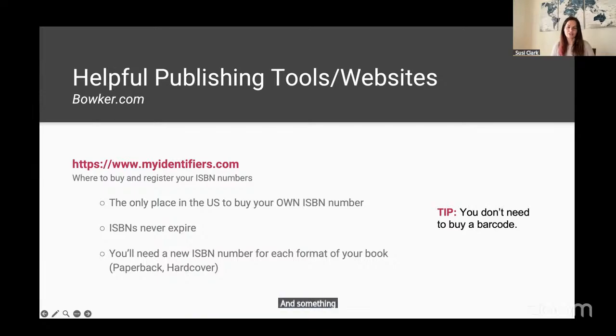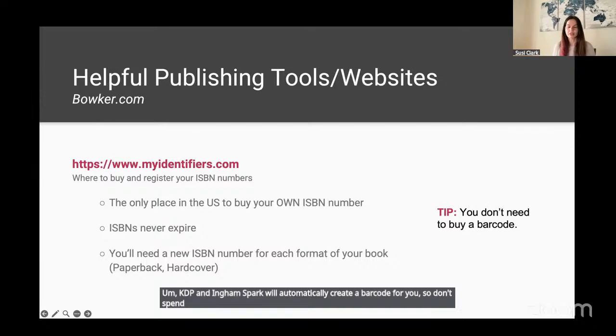And something to note is that you do not need to buy a barcode. KDP and IngramSpark will automatically create a barcode for you, so don't spend any money on buying a barcode. You just need your list of ISBN numbers.